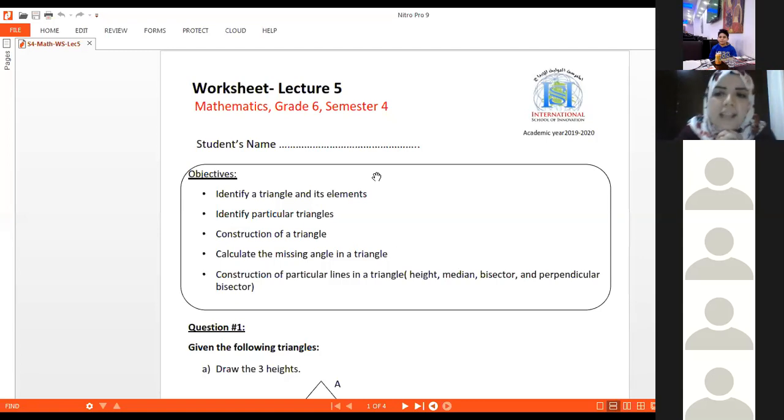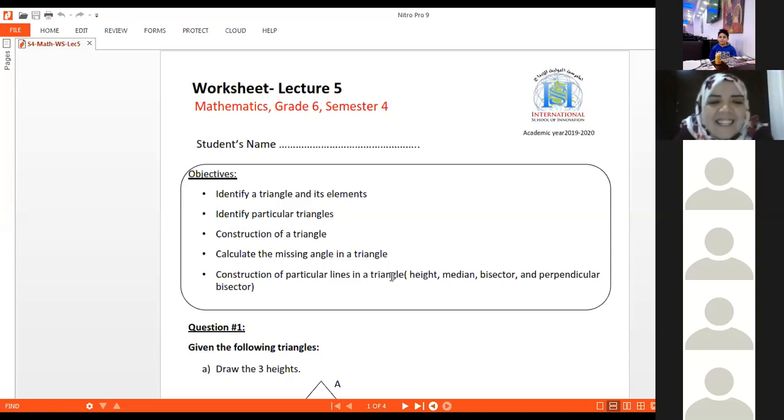Now, what's special in an equilateral triangle? Equilateral, three equal sides. All the sides are equal. Very good. Three equal sides. And three equal angles. What does each angle measure? 60. Excellent. Hi, Ali.